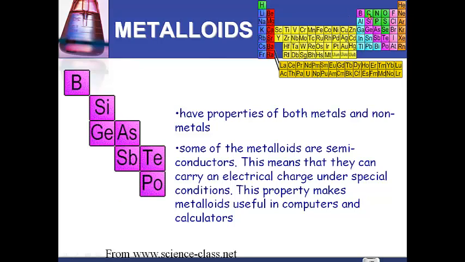Metalloids are the purple right here. This purple group, okay? And they have properties of both metals and non-metals, but they're still considered to be metals. Okay, some of the metalloids are used in computers to make semiconductors for computers. So a lot of these are used for making computer chips and things that go into electronics because they're really good at holding an electrical charge. Silicon, if you've ever heard of silicone or silicon, that's one of the ones that they use in computers all the time.